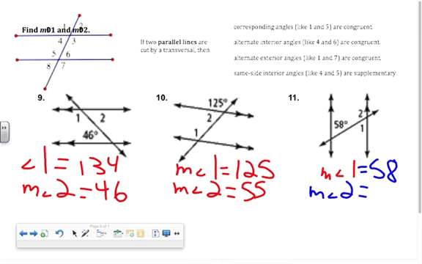How about the 58 degrees that were given to us and angle 2? What kind of angles are they? What vocabulary term can I use to describe angle 2 and the 58-degree angle given to us? Same side interior, yes. So I do know that they're supplementary, but I want to reinforce vocabulary wherever possible.